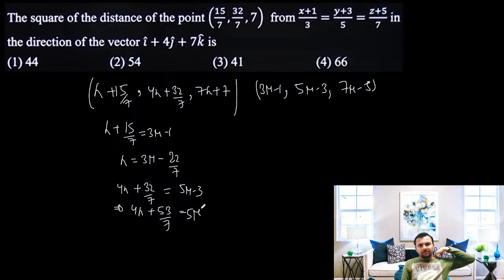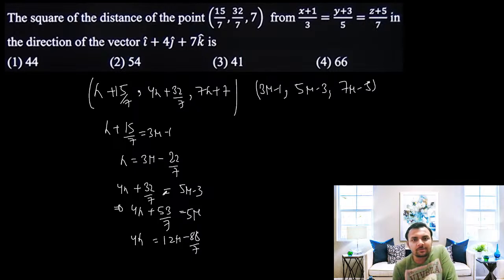So there is something difficult. This is lambda, this is mu. We'll multiply this with 4 and keep it here. So 4 lambda equals 12 mu minus 88 by 7. Hopefully we get something easier. We subtract them. Subtract them in the sense 88 plus 7 will go there and then subtract. So it will become 53 minus 88 by 7.